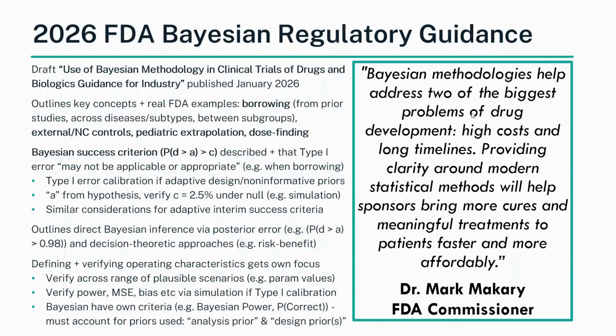And so these real world examples go from borrowing. For borrowing, you see case studies like antibiotic studies, borrowing from previous studies. For diseases, you see specific reference to basket trials and to studies involving epilepsy.